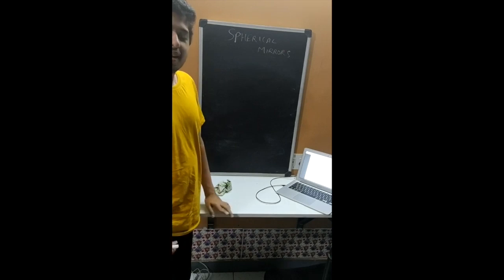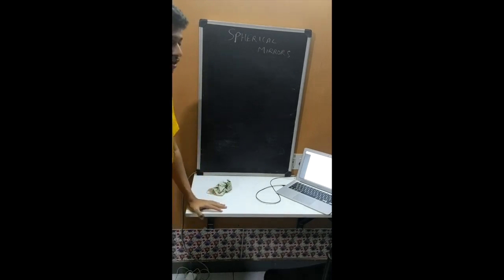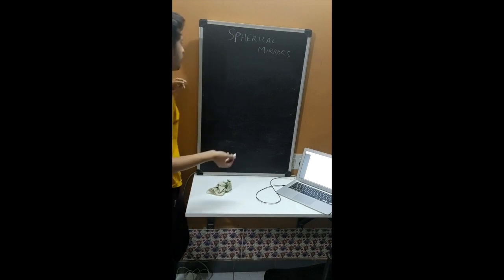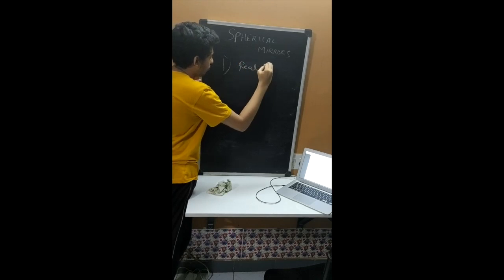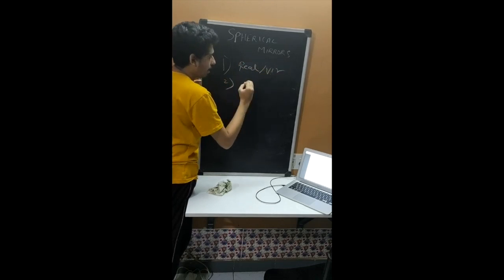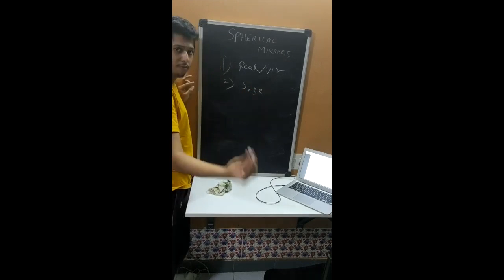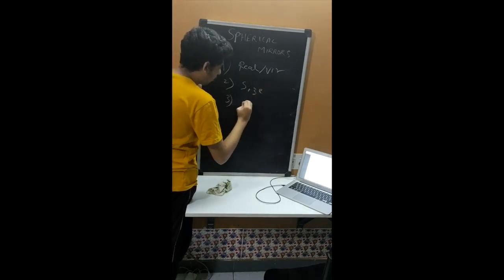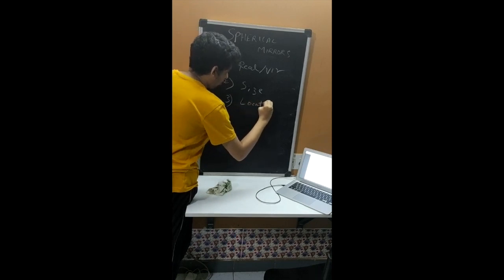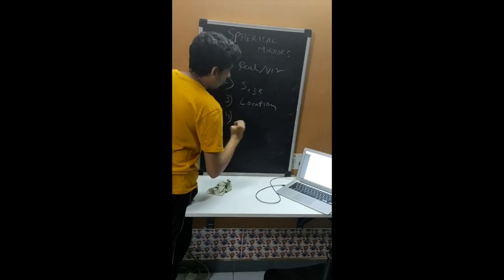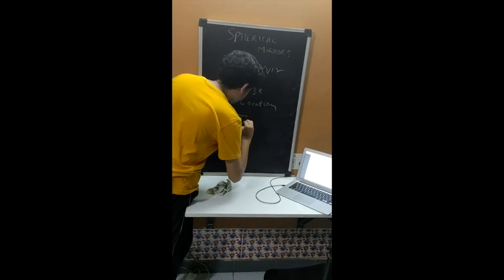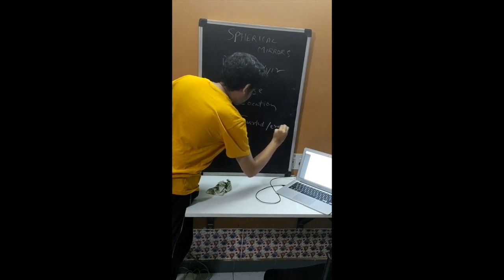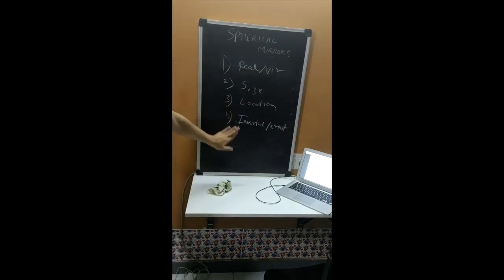Hi. In the last class, we saw how to draw ray diagrams, correct? From the ray diagrams, we could tell several things about the image. We could tell whether the image is real or virtual. We could tell the size of the image, whether it is smaller or bigger than the object. Third, we could tell the location. Fourth, we could tell whether the image is going to be inverted or erect. So these four things we were able to tell about the image.